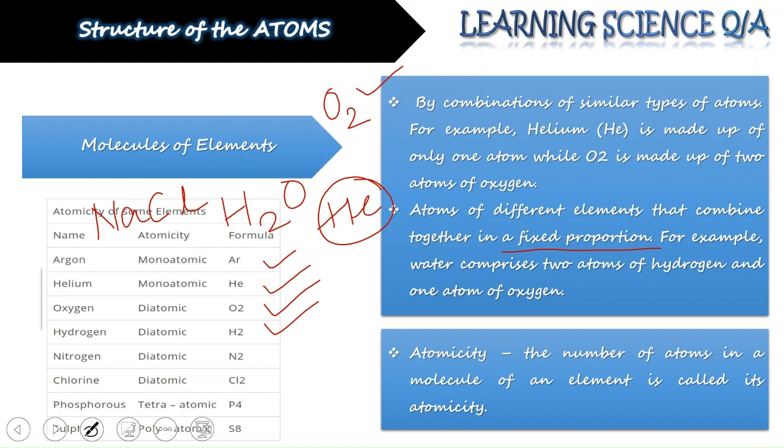We can have tetraatomic as phosphorus, which is occurring as P4. It has a tetrahedral shape. Also, sulfur occurs as a polyatomic molecule, which is S8. It is a W kind of shape.